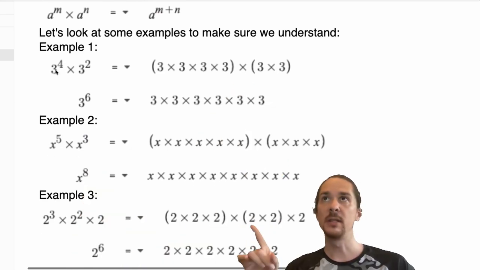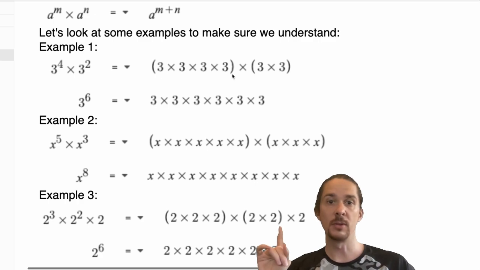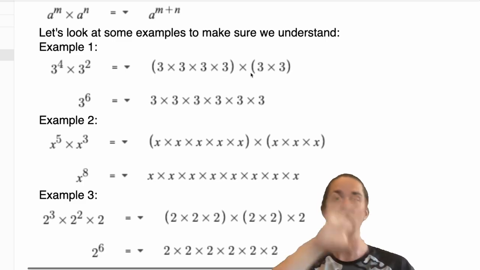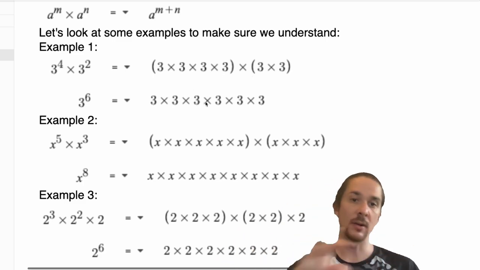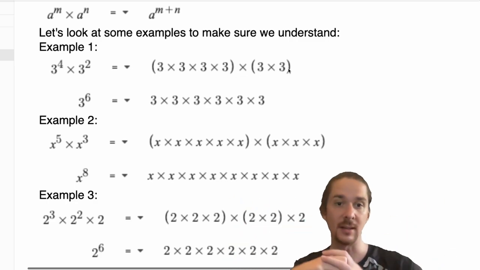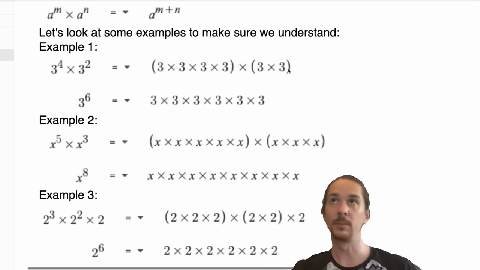Firstly, if we have 3 to the power of 4 times 3 to the power of 2, the 3 to the power of 4 means we have 4 3's multiplied together, and then we're doing times 3 to the power of 2. Now we don't need these brackets, and if we get rid of them, what we realize is that we have 6 3's multiplied together. So we took the first 4 3's, and the second 2 3's, we added how many 3's we're multiplying. We can do it without a 3.